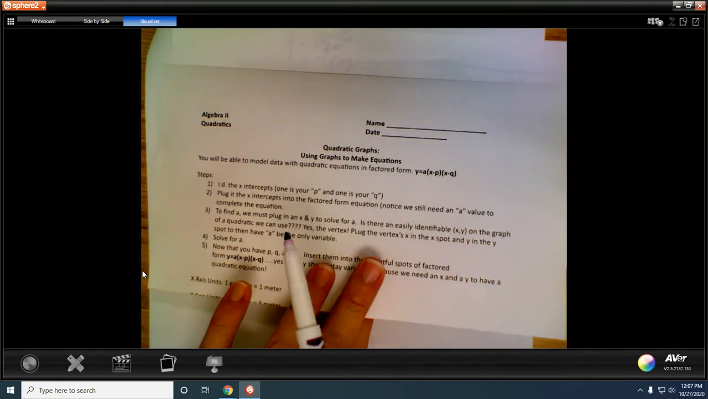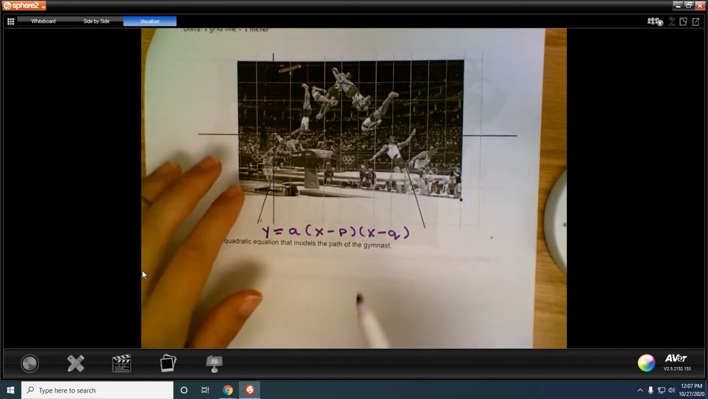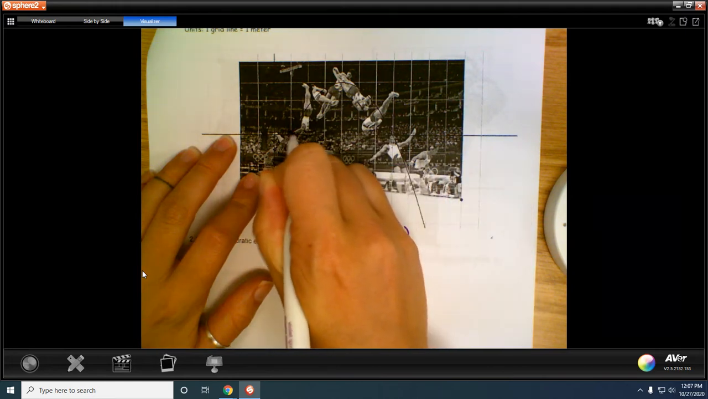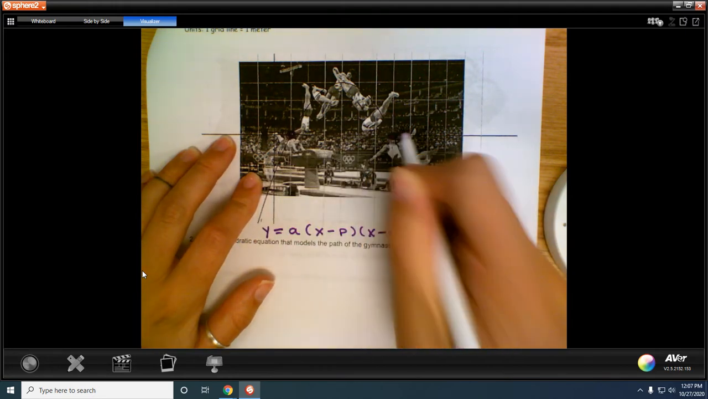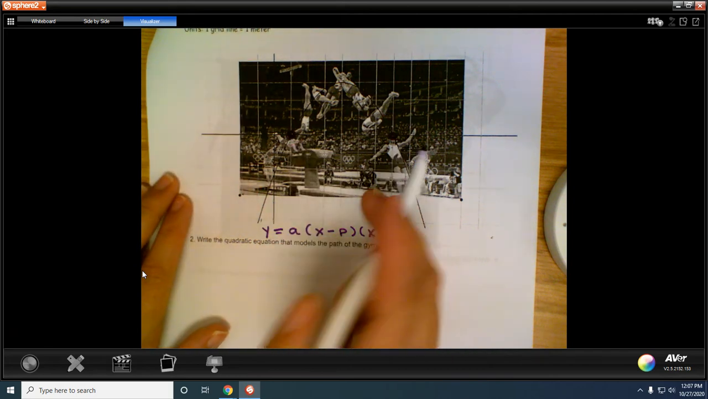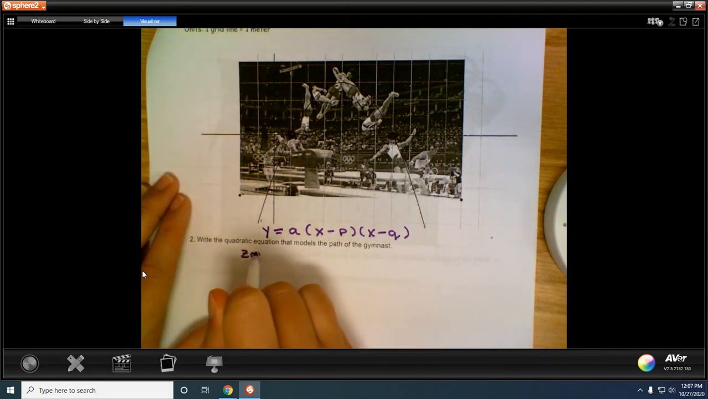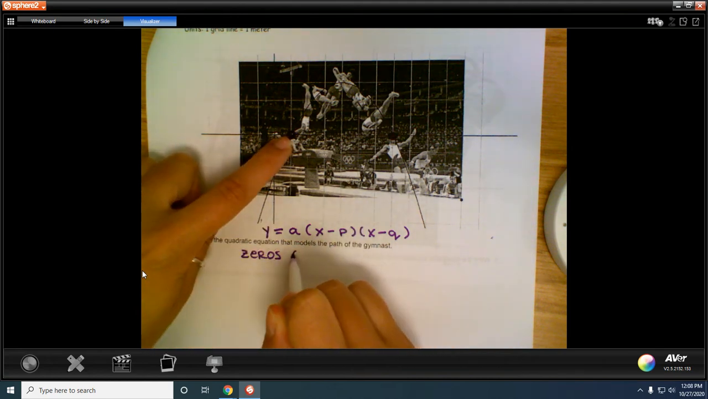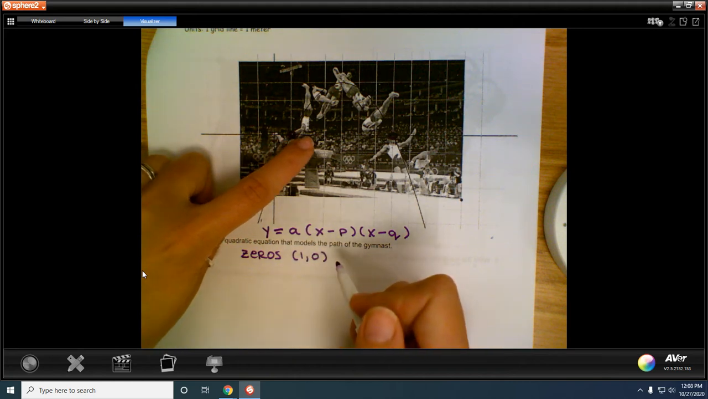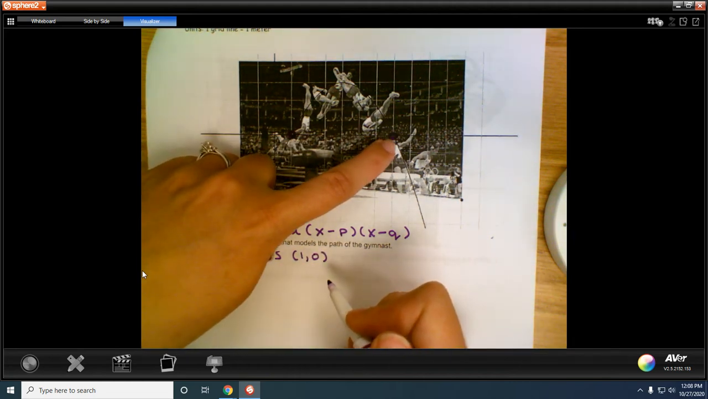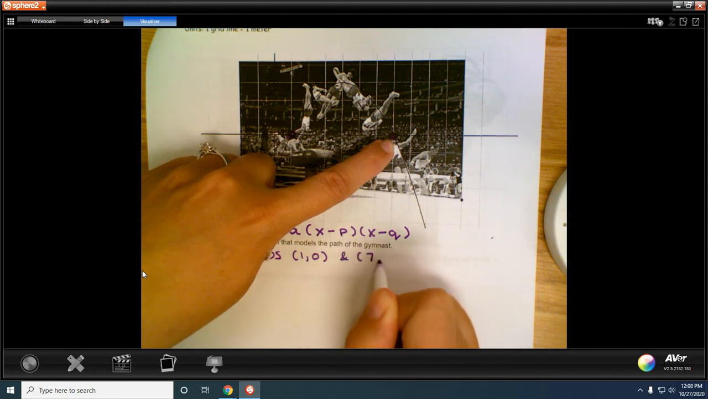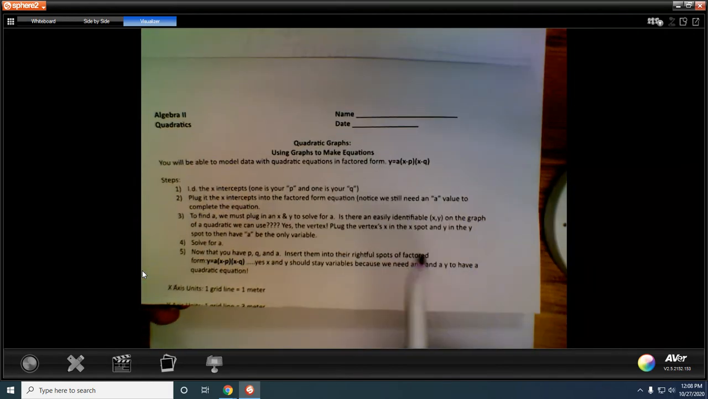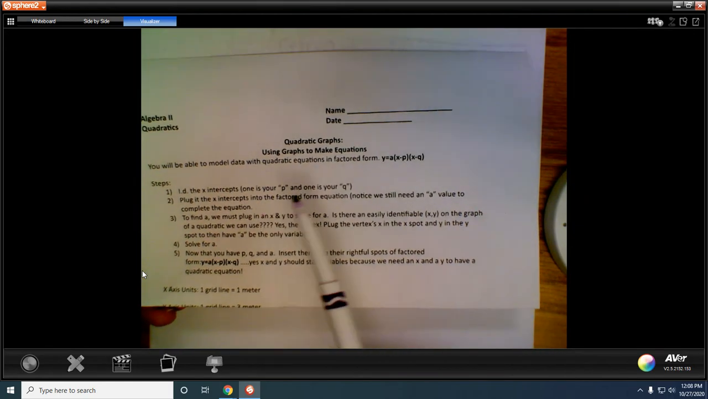So indeed, for step one, we are finding those x-intercepts on the graph. So here's the x-axis. Here's where the gymnast crosses the x-axis, here and here. So there's my points. So I'm going to write zeros and list them. So this is (1, 0) and then 2, 3, 4, 5, 6, 7, comma 0, so (7, 0). Now, as it says in your steps, one is your p and one is your q. It doesn't matter which one is which.